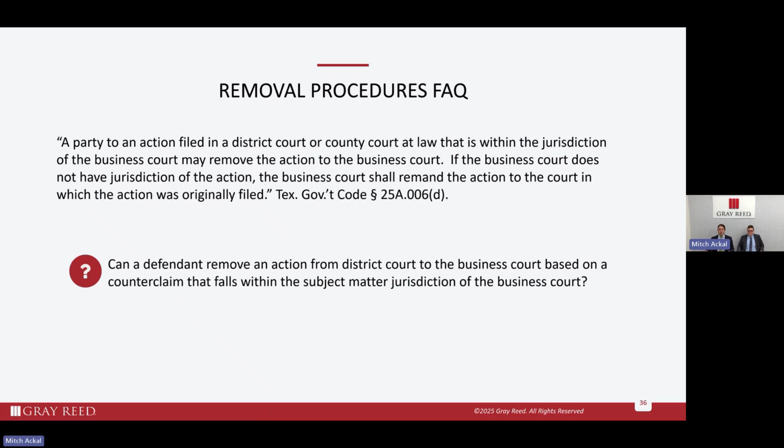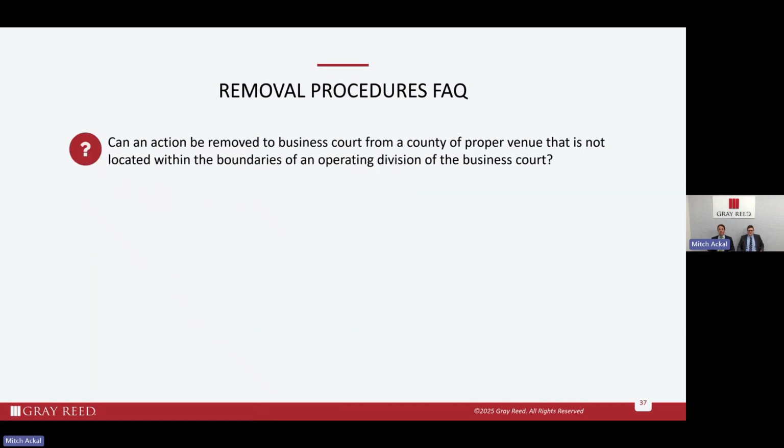Another question we have is, can a defendant remove an action from the district court to the business court based on a counterclaim that falls within the subject matter of the business court? So let's say you're the defendant, you're sued, and you have a counterclaim. And let's say that counterclaim arises out of a qualified transaction and your damages are in excess of $10 million. Can you remove it? Well, based on the plain language of the statute, maybe. It certainly seems like it. A party to an action. And so we'll see how the courts interpret this and whether they are going to be liberal with respect to their jurisdiction, or they're going to be really conservative and try to keep cases out.